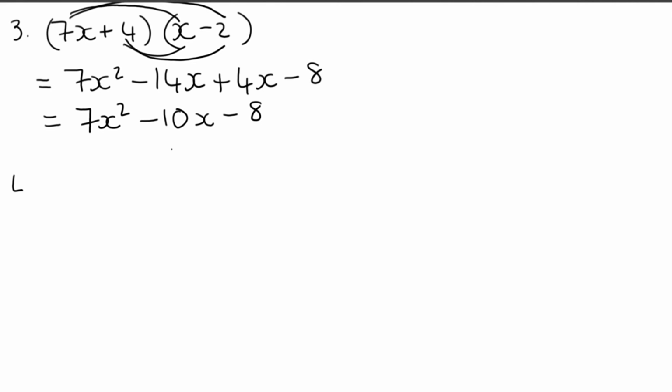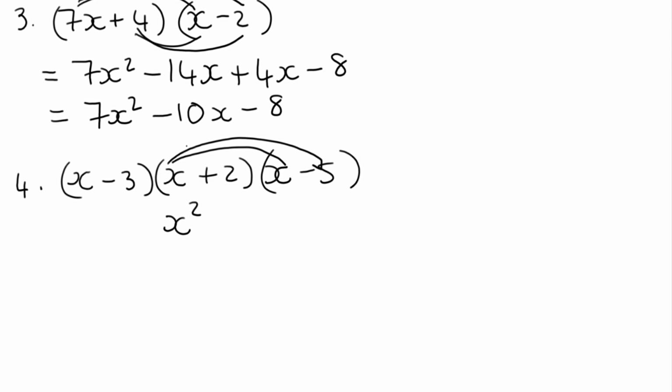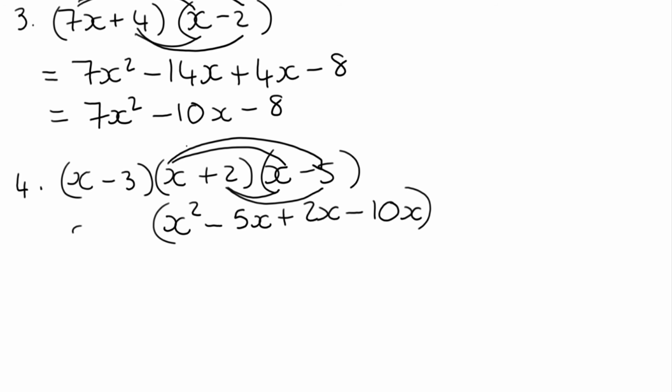If you ever have three brackets joined together, what I do is I use the FOIL method for the last two brackets. So I do x times x is x squared, and then x times minus 5 is minus 5x, 2 times x is 2x, 2 times negative 5 is negative 10x. But now I have to multiply this all by x minus 3.